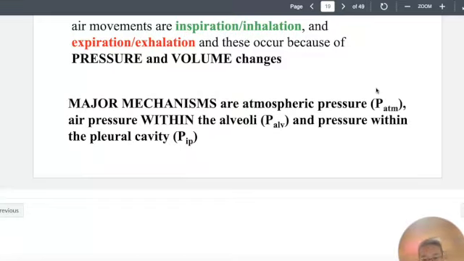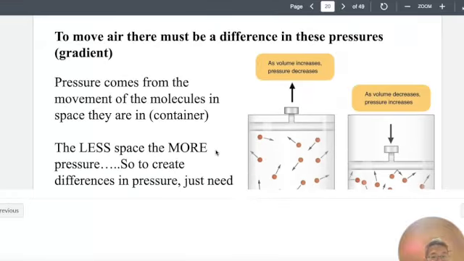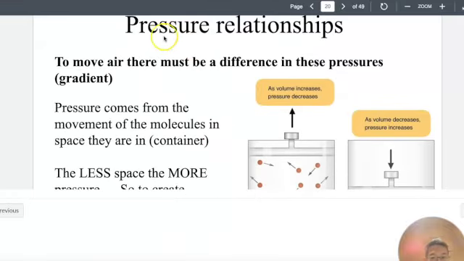Okay. So it will be abbreviated as partial pressure of the atmosphere. Air within the alveoli is partial pressure of the alveoli, and pressure within the pleural cavity is denoted as this. Okay. So here it is. Pressure.